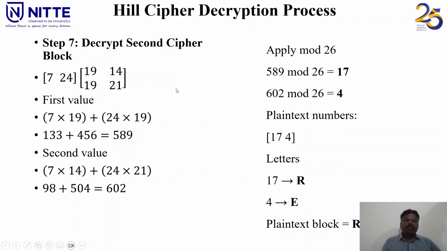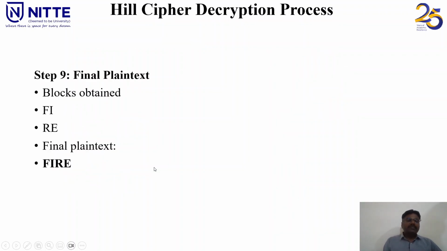In order to get back the second block, again the second cipher block is multiplied with the K inverse. The first element value will be 589. The second element value will be 602. I'll apply modulus 26. So I got 17 and 4. I'm going to convert the 17 and 4 into the equivalent letters R and E. So finally the second block of the plain text we obtained is RE. So finally the blocks are obtained. The very first block is FI, and the second block is RE. So this is our final plain text we got back by applying the decryption process.